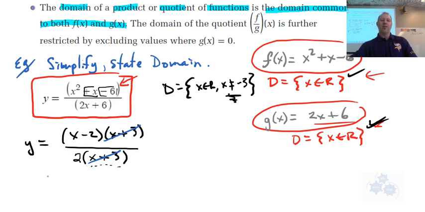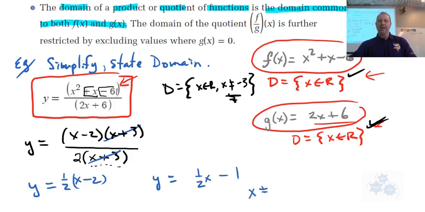Okay, all right. Very good. So now what we have is y equals x minus 2 over 2, or you can write that as 1/2 x minus 2, whatever you want. Or, I mean, you could go 1/2 x minus 1, with the one little qualifier that x cannot equal negative 3. It's undefined there because of our original function. Is that good so far?